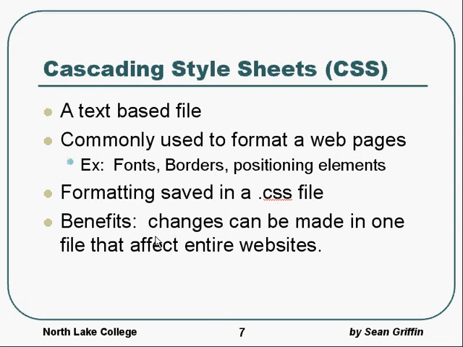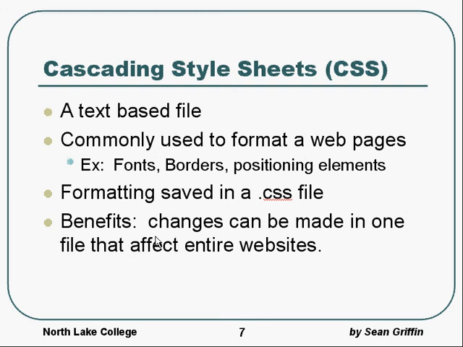Cascading style sheets. All right. CSS. These are text-based files, and they're commonly used to format web pages. They can change things such as fonts, borders, and they can position elements on the page. For example, if you want an image to appear in a certain location, you can use cascading style sheet code to get it there. Formatting is saved in a .css file. This would be an external file. You'll have your HTML files and then external files called CSS files.